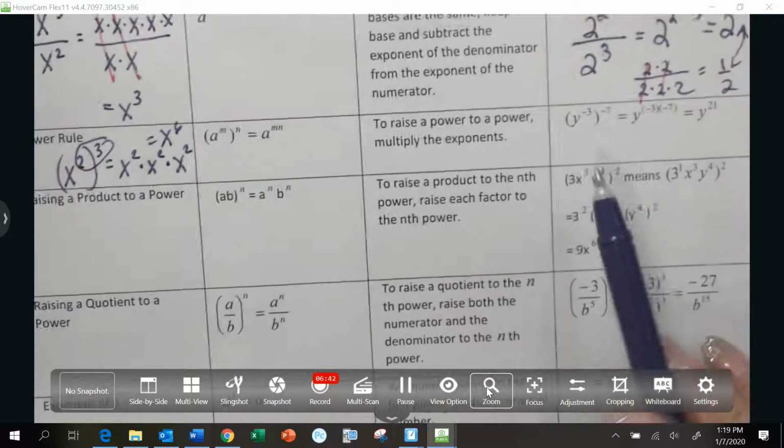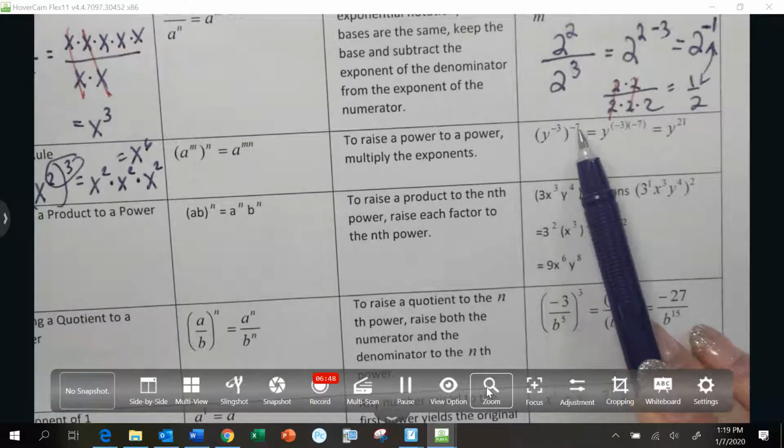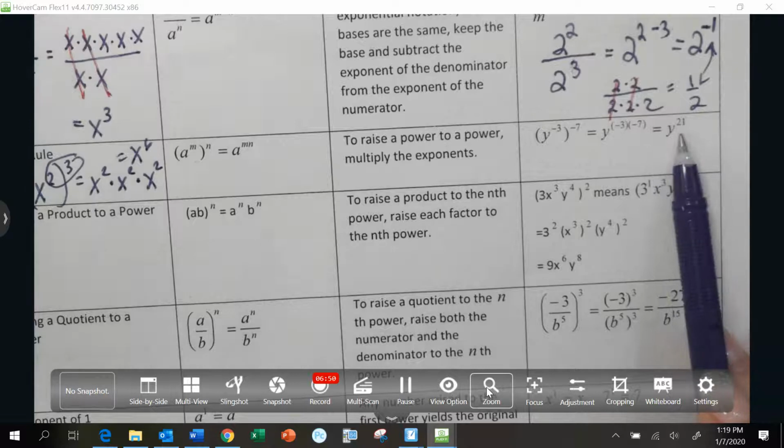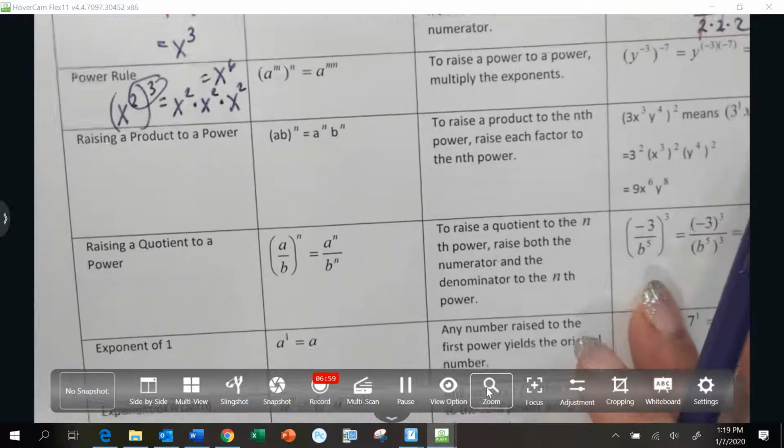Okay, and then here's another example. Look, they have negative exponents. They have y raised to the positive 21st. That's just following rules right now. We're not necessarily understanding what the negative means yet.